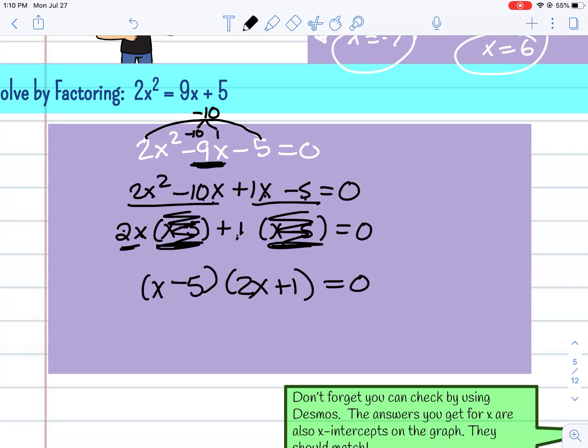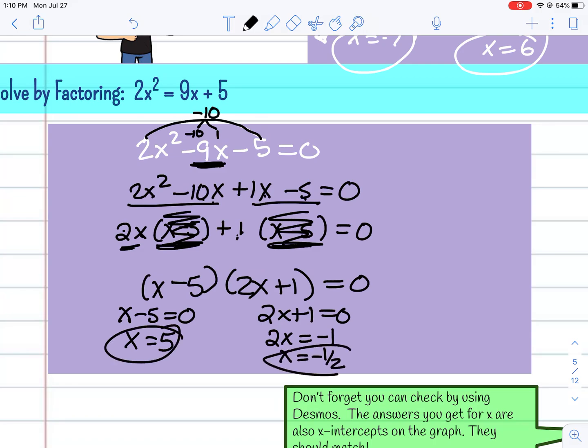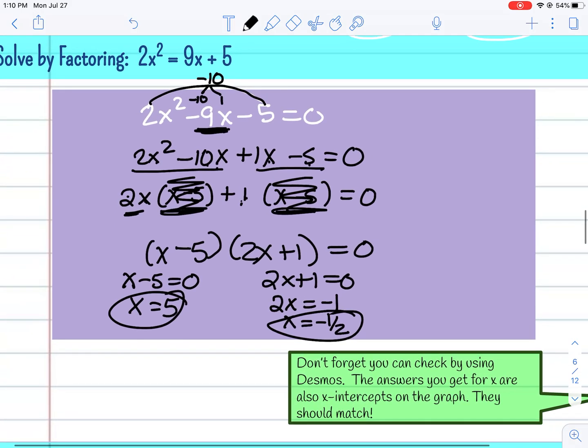Now that we're back to our factors, we can set each factor equal to 0 because we're saying, hey, we're going to multiply these two things and they're going to be 0. So I say x minus 5 equals 0 and 2x plus 1 equals 0. So I get 5 there. This one I got a little more work. I got to move over the 1 by subtracting, and then that 2x, opposite of that, would be to divide. So I can see there's my two solutions by doing factoring.